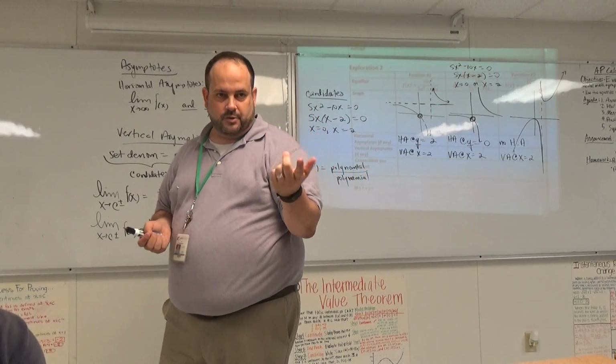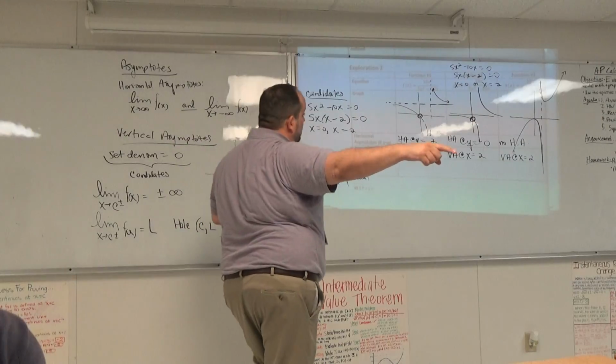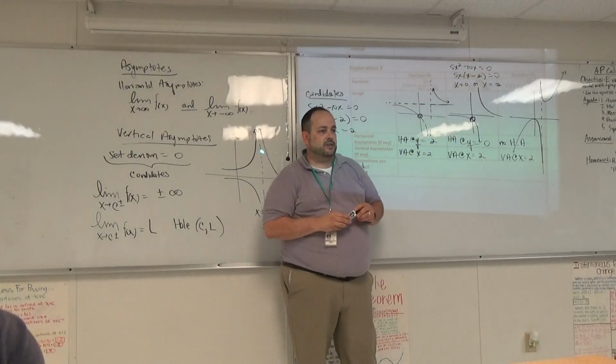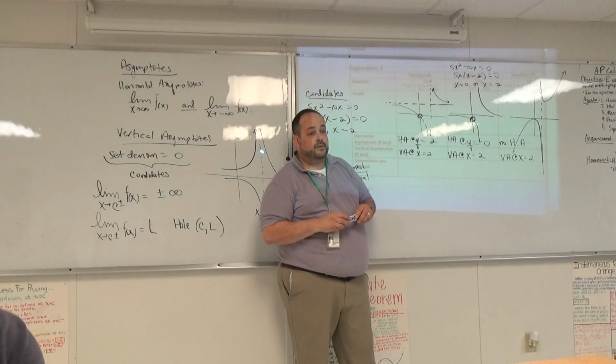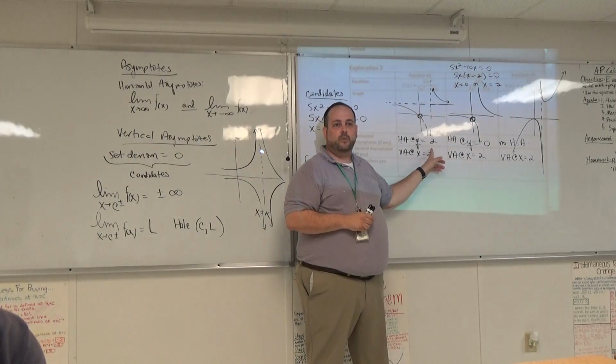What are the other things that you were supposed to remember, David? When the degrees are the same. When the degrees are the same, what do you do? You divide the leading coefficients. Where is there an example of degrees being the same? The first question. So where's the horizontal asymptote going to be? 10 divided by 5, which is 2. At y equals 2.